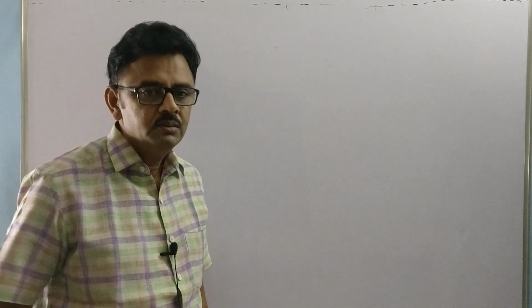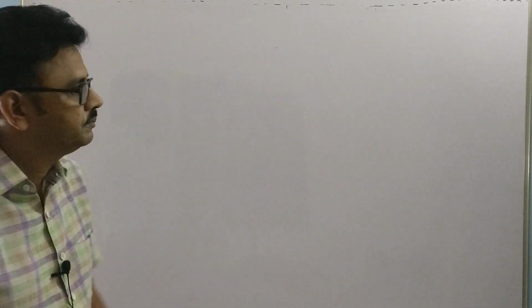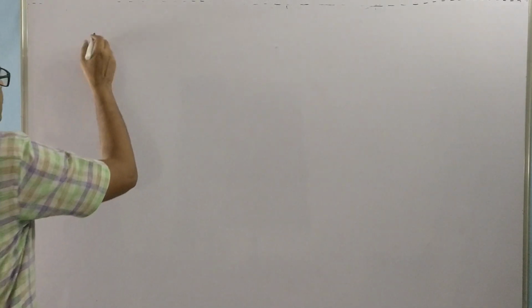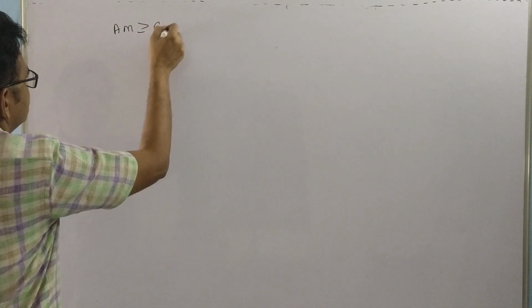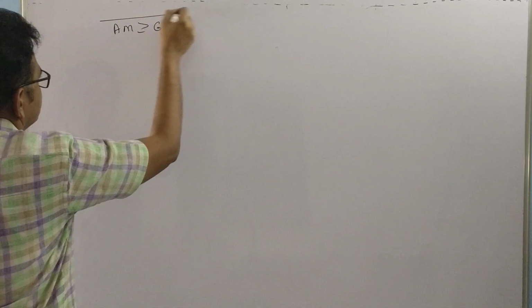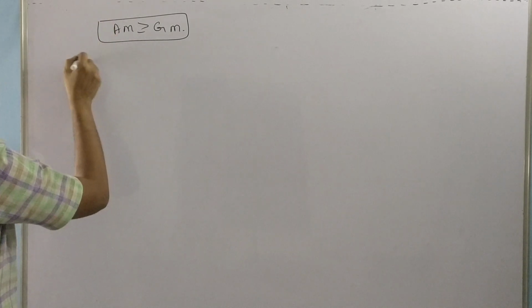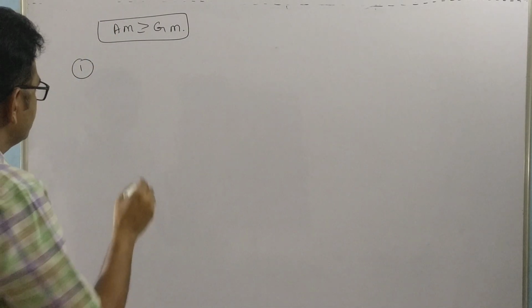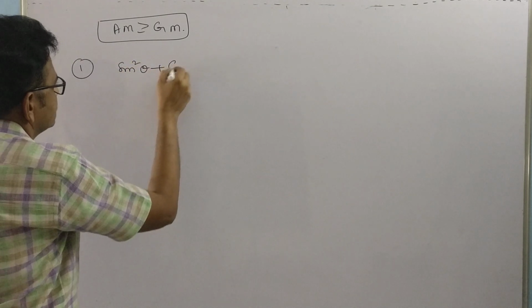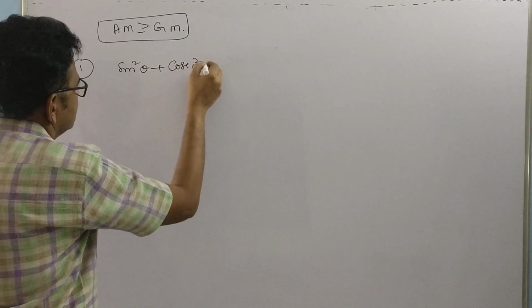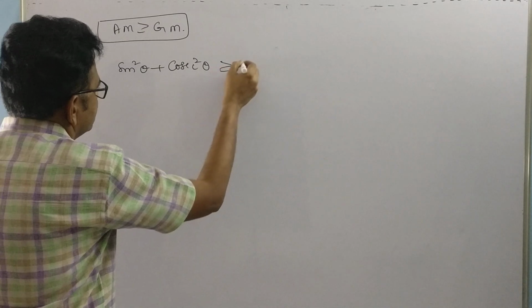So based on this, we discuss some problems using AM is greater than or equal to GM. Here, first point: sin square theta plus cosecant square theta is greater than or equal to 2.